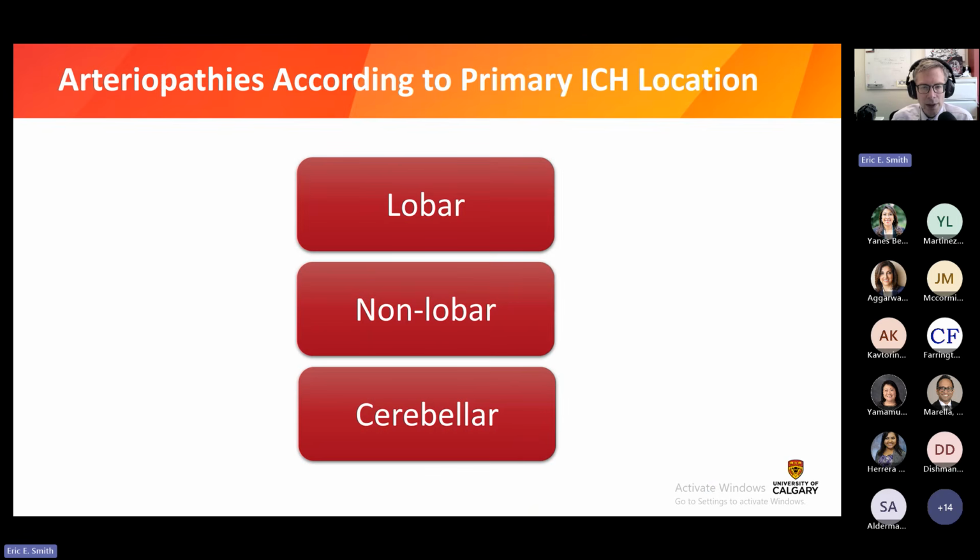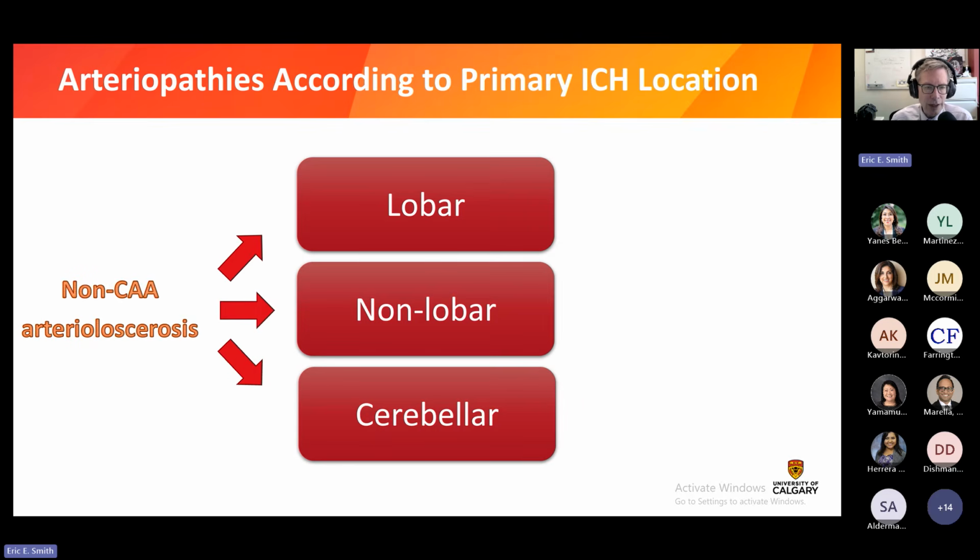But we can use these different distributions to make inferences about the presence of CAA based on the location of the hemorrhagic lesions. Non-CAA arteriolosclerosis is able to affect all the arteries across the brain. And in contrast, CAA, with some exceptions that I'll go through, tends to affect the lobar brain regions and to some extent the cerebellar arteries, but not the non-lobar regions.